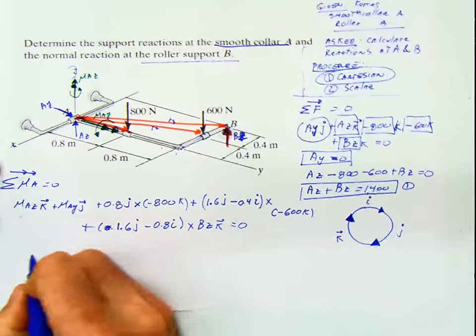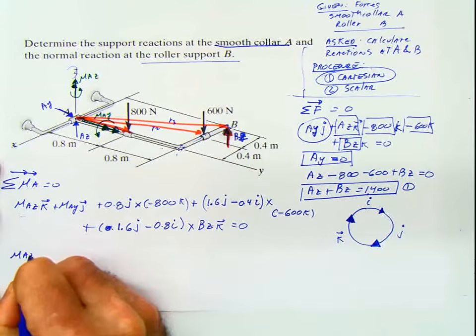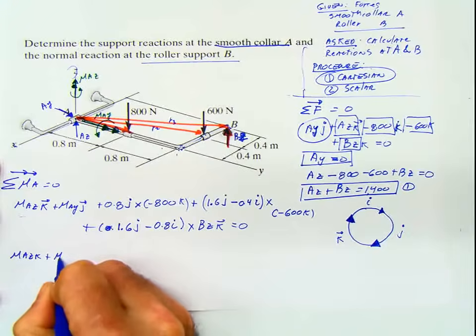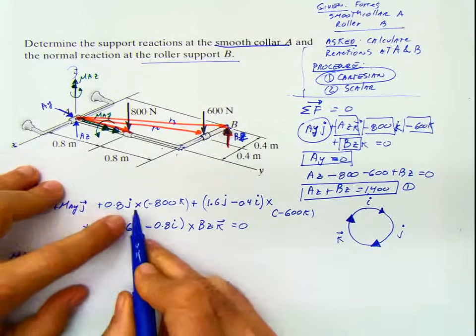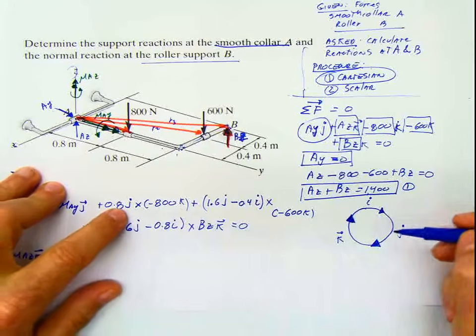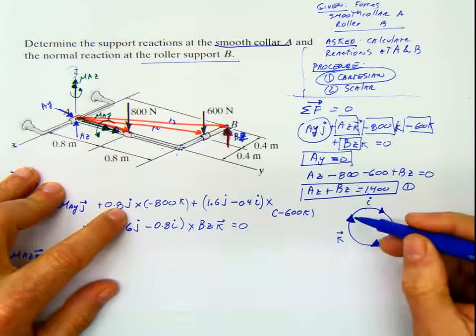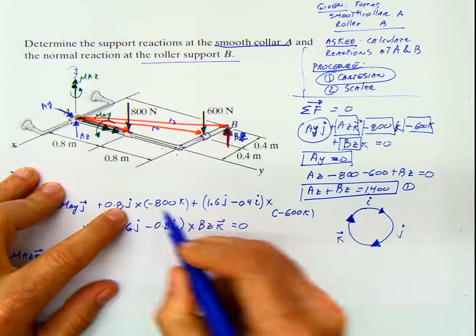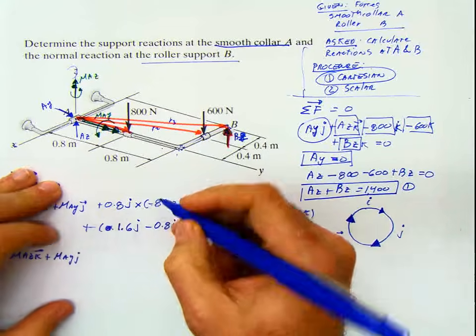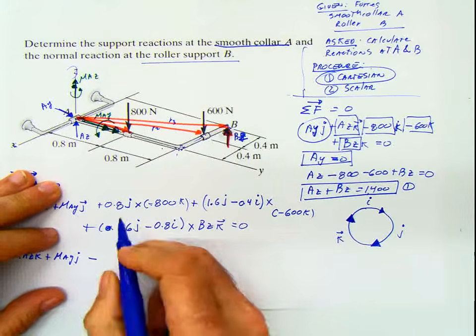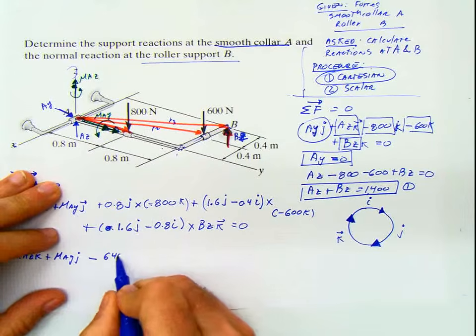So let's keep going here. I have MAZ K plus MAY J, and then I have J cross K. Well, J cross K, if I go in this direction, is positive, but it happens that I have this negative sign, so yes, J cross K is positive I, but because of this negative sign, it's going to be negative 640 I.